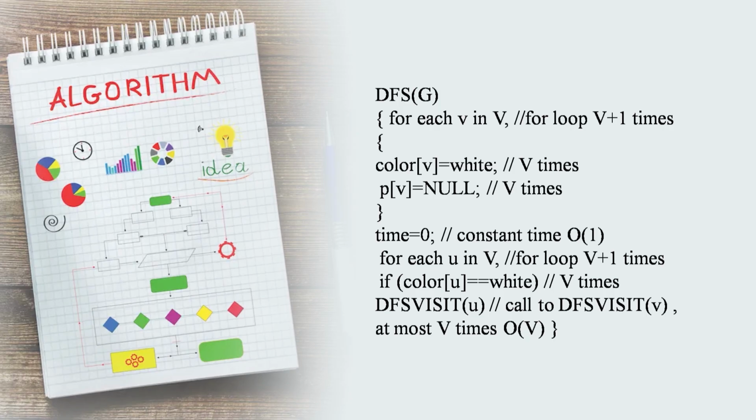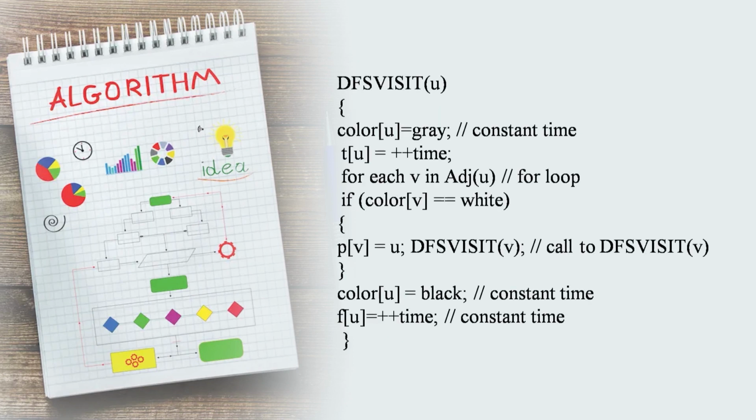Okay. So now what you do: first step, because you have visited this node, you will color it as gray. Now it will take constant time. Then you will add the time, whatever time it was taking.